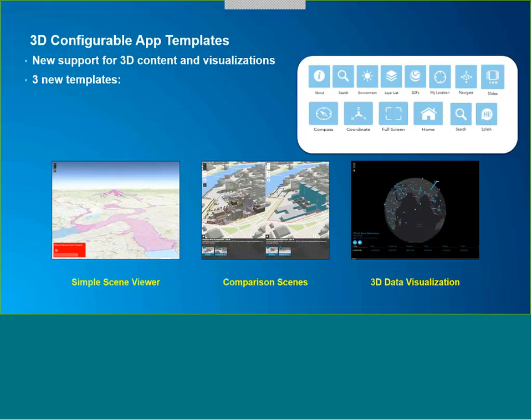So for people who have 3D data available with them, they can have a simple web scene, they can have a comparison series. Like if we are planning a smart city and we want to see what the new plan is which we want to see on the map and what was the previous plan. So we have comparison scenes which can be easily configured using the templates, and you can view it.